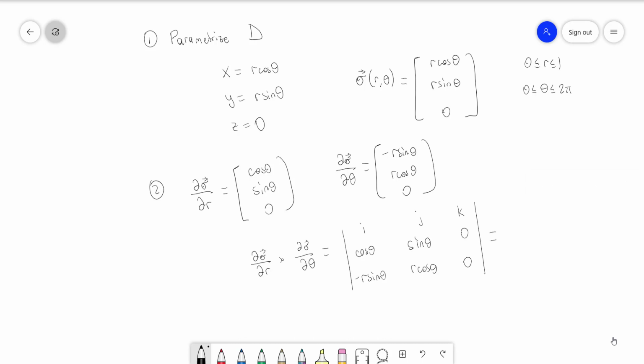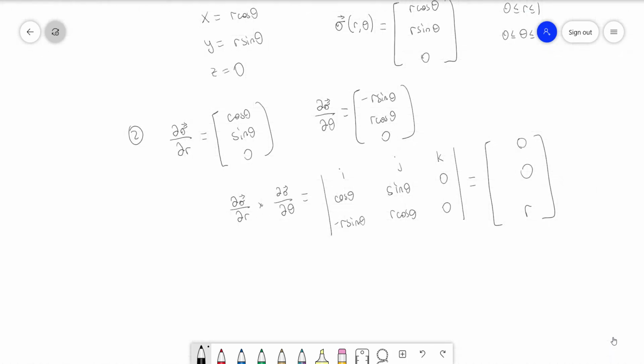All right, so if we do the cross product, it's going to be 0, 0, r cosine squared plus r sine squared, so just r. Now I'm going to pause for a moment. So here, this parameterization gives us this particular normal vector for our unit disk.